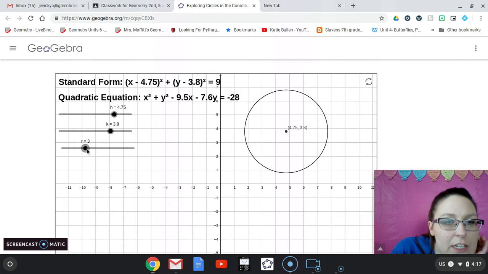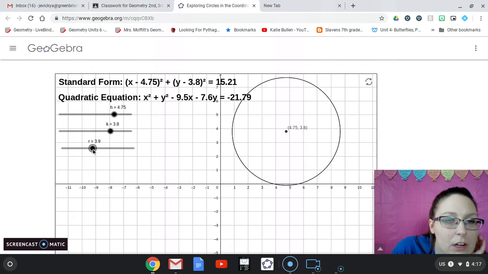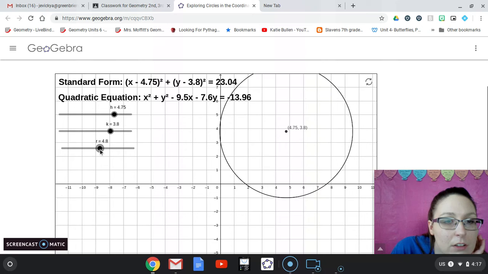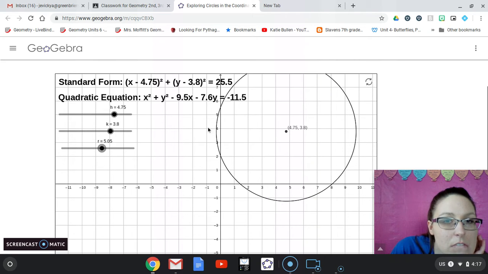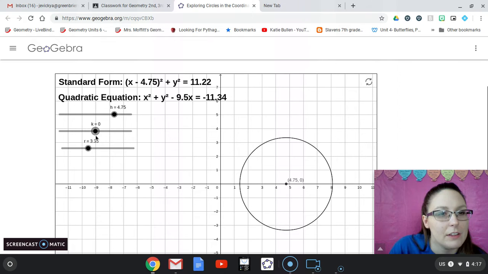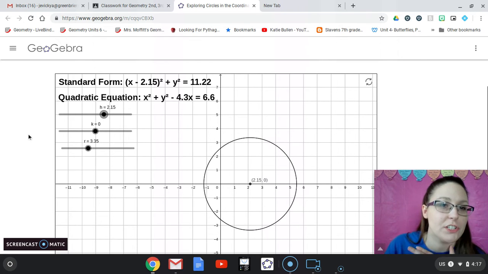Hopefully we're seeing a relationship between r and the value that we have right here. If I move r up to 4, look, this is now 16. If I move r up to 5, look, this is really close to 25 when this is really close to 5. That is what I'm looking for out of the first 3 questions.